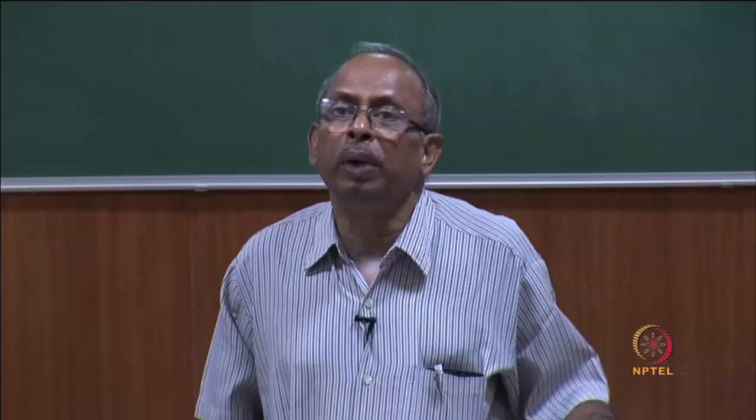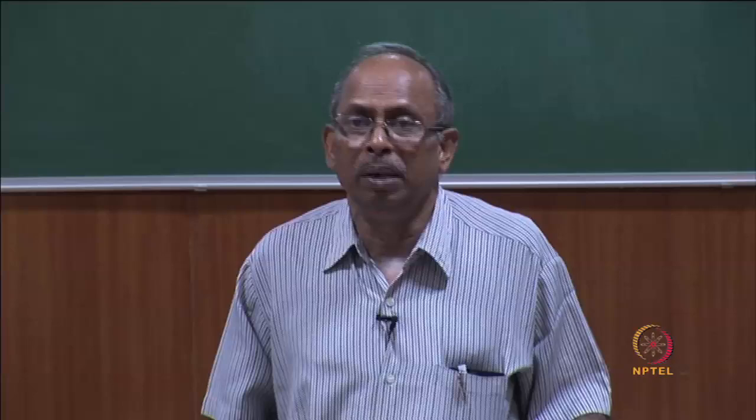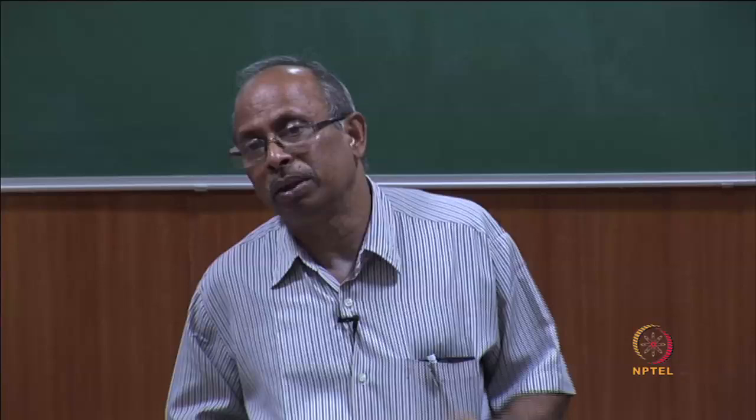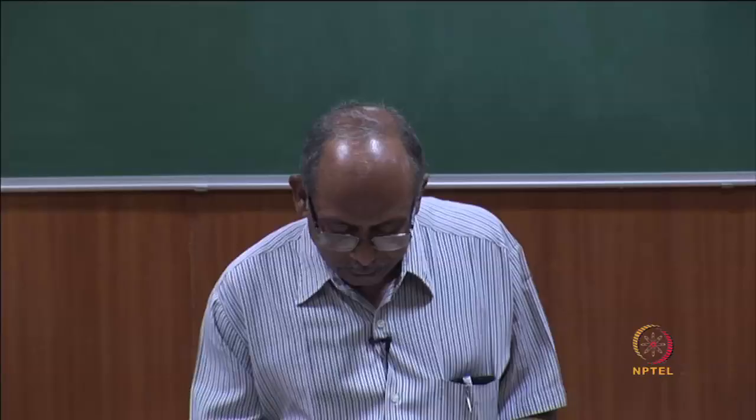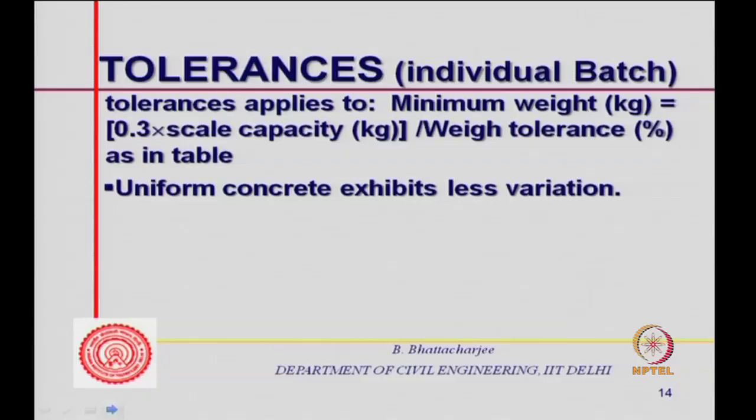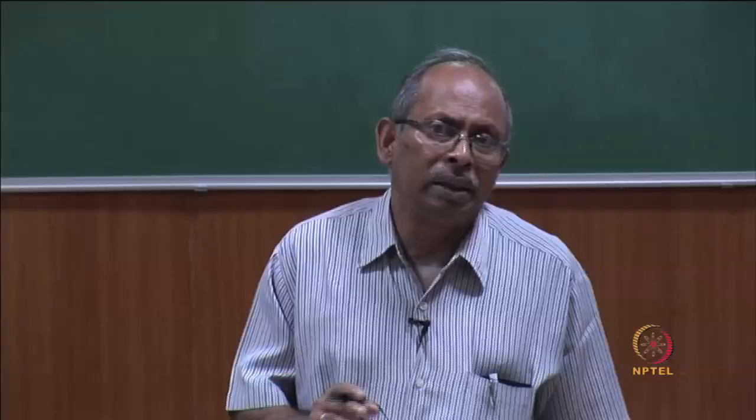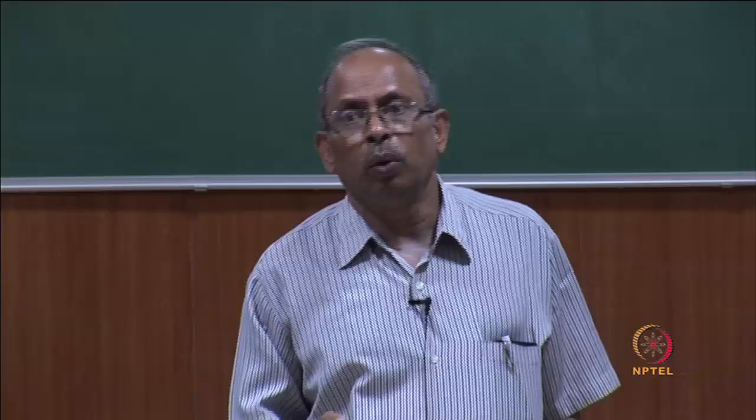So, this should be applicable to 300 kg of cement as the minimum weight. Anything above this you can apply these tolerances, but for anything less than this, the tolerances are not really applicable. So, these tolerances are meant for 30% of the scale capacity divided by the weighing tolerance mentioned earlier. Well, for aggregate this might be 300 divided by 2, so 150 kg. So, the accuracy required is related to the tolerances given. The lesser the tolerance, the more accurately you should be measuring, so that the error is less.